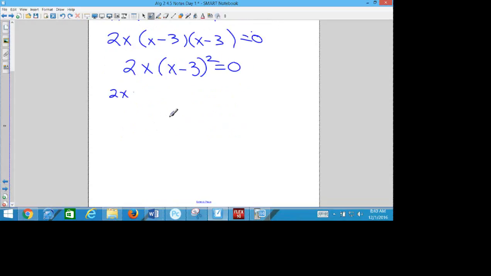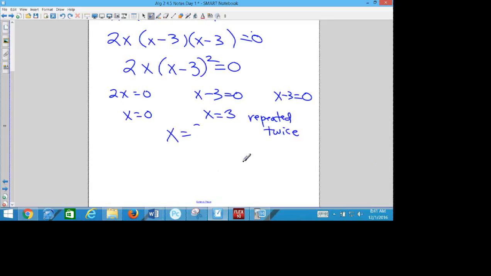So we have 2x equals 0, and we have x minus 3 equals 0. Our other factor is also x minus 3 equals 0, but why would I solve both of those with the same number? So if I divide this one by 2, I get x equals 0. If I add 3, I get x equals 3. But there are 2 of those groups. So let's think about what that means for the graph. Oh, I'm sorry, I didn't write the answers. 0, 3, there's my answers.